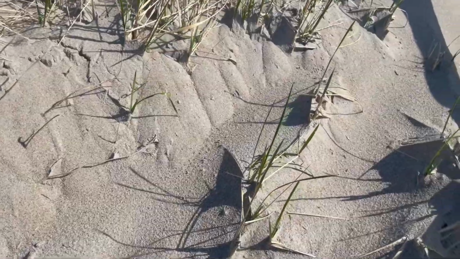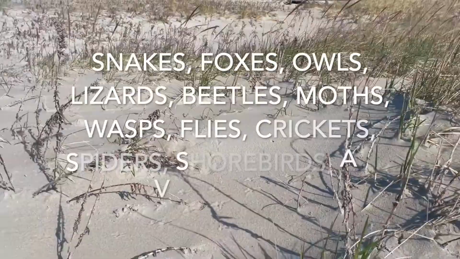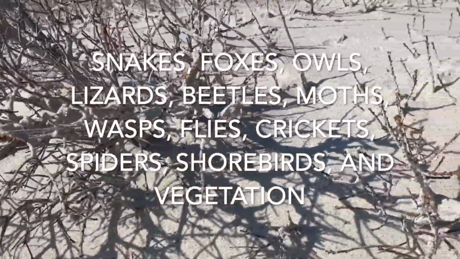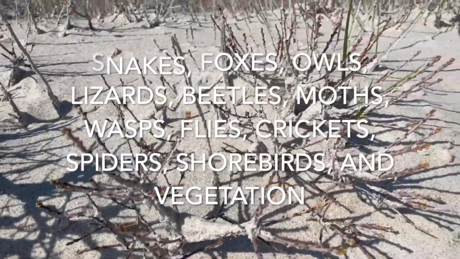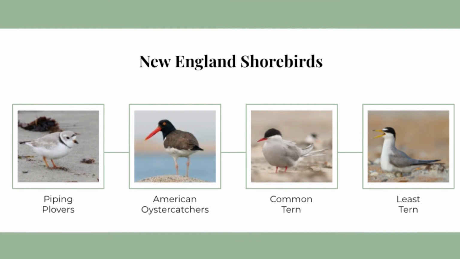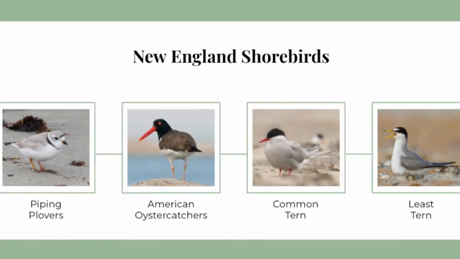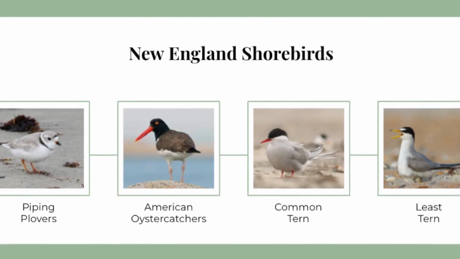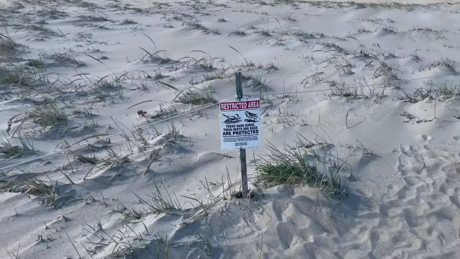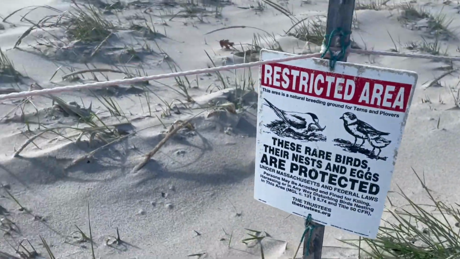Some animals and insects that are typically seen living in sand dunes located along the coast include snakes, foxes, owls, lizards, beetles, moths, wasps, flies, crickets, spiders, and a variety of shorebirds and vegetation. Some of the shorebird species that you would typically see on a New England beach include common and least terns, piping plovers, and American oystercatchers. Dune vegetation provides secluded, quiet areas for birds to lay their eggs and raise their young.